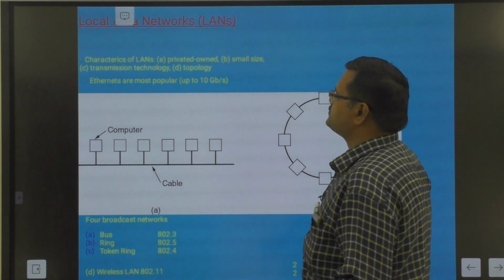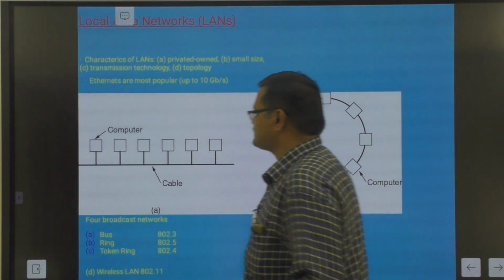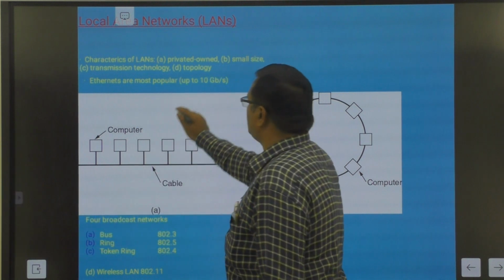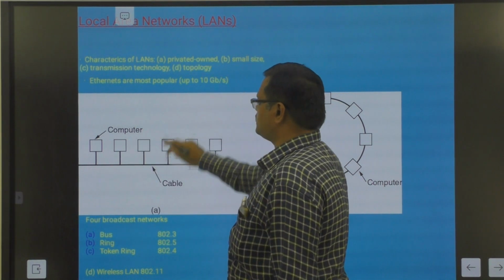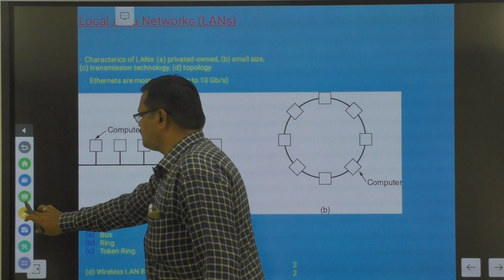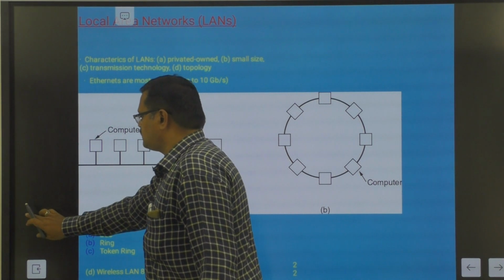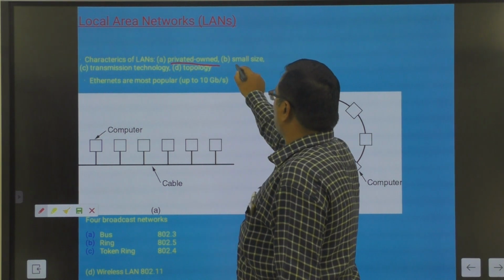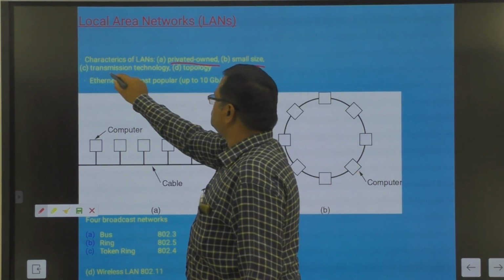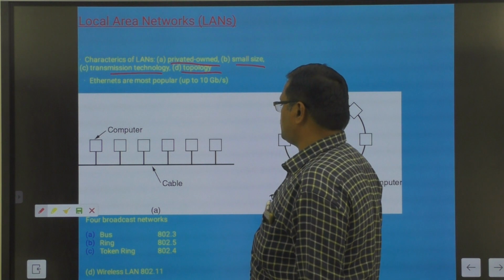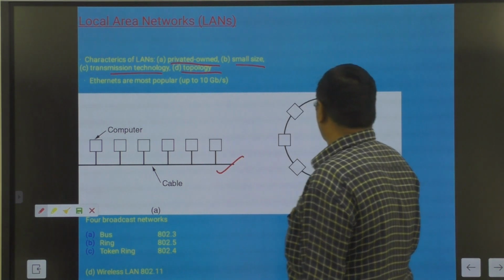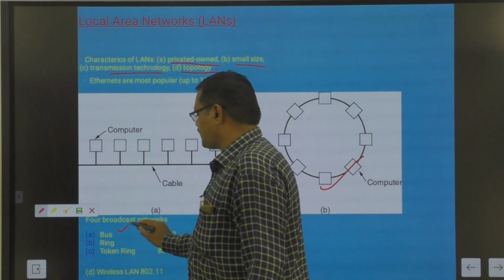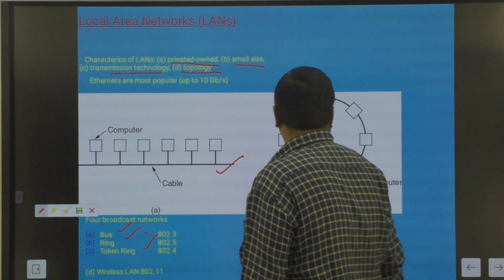So what are the characteristics of LANs? The first characteristic is that LANs are privately owned, because LANs are available in a private organization. Then small size, transmission technology and topology. So here it is a cable and it is a ring. Okay, so it is a bus or a ring or token ring. Like that.